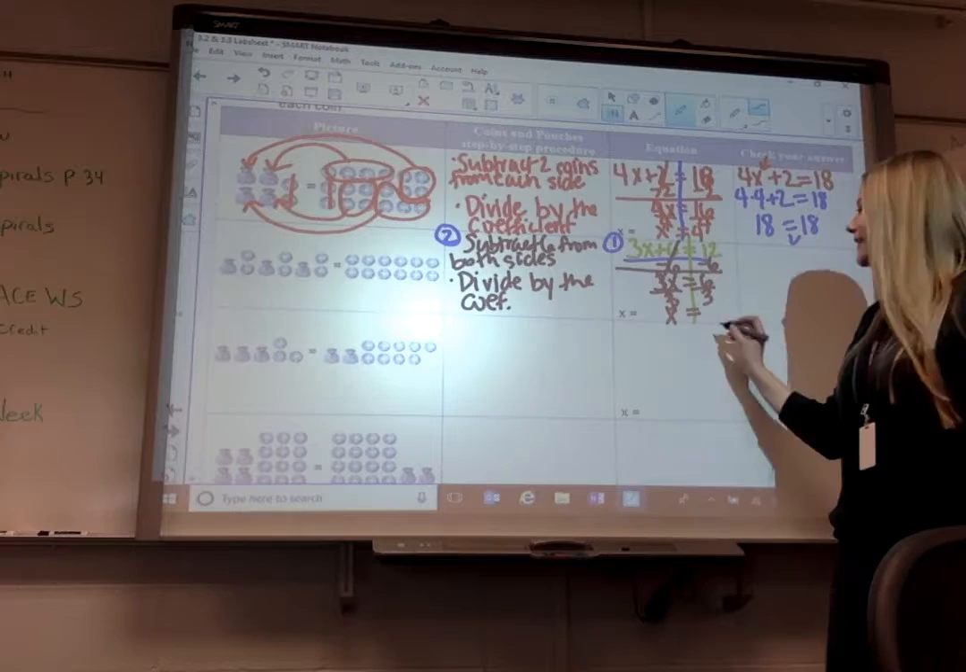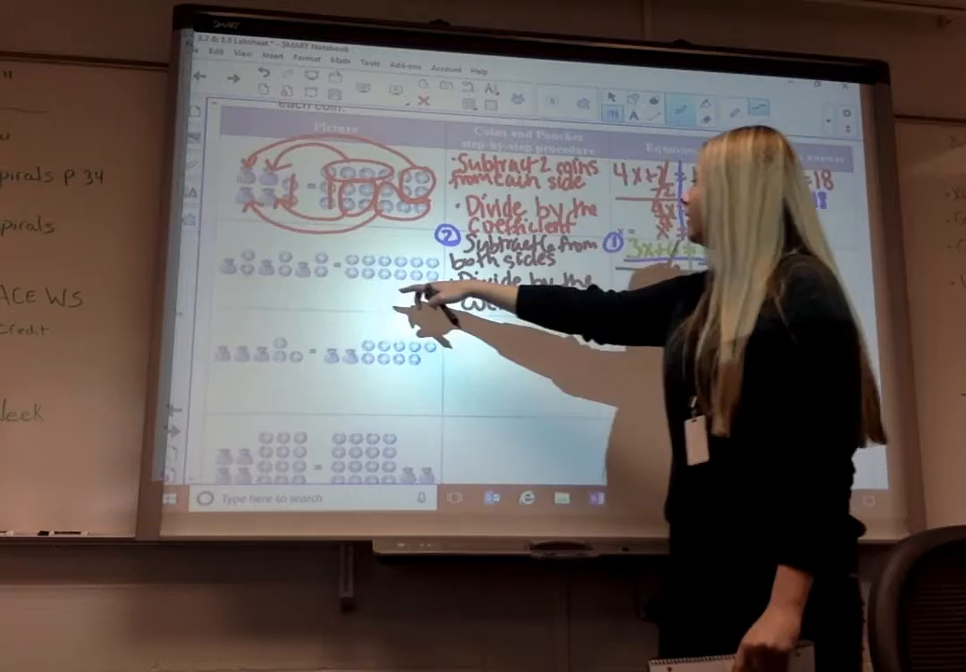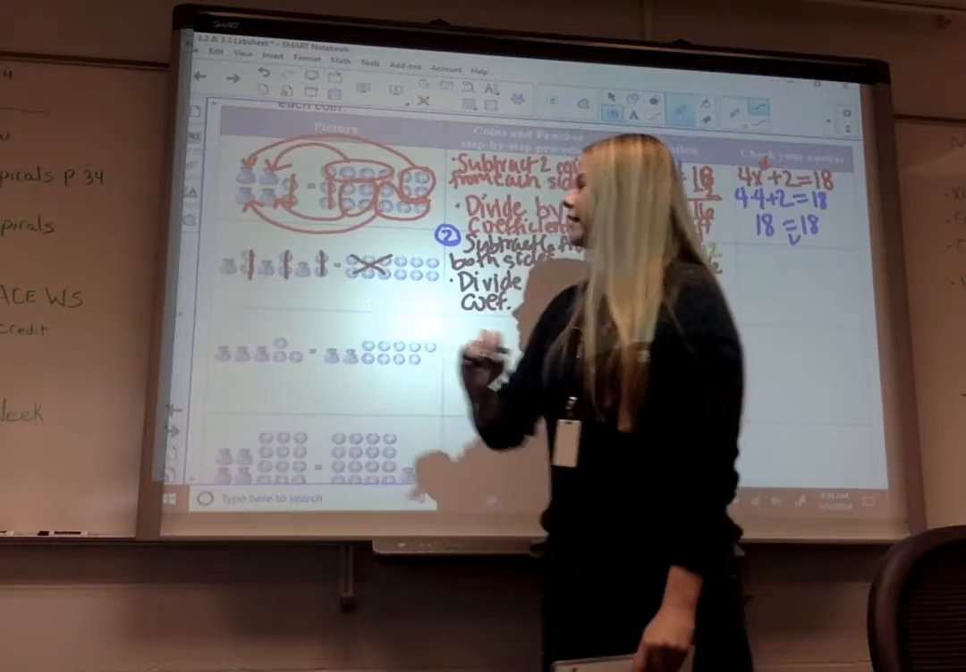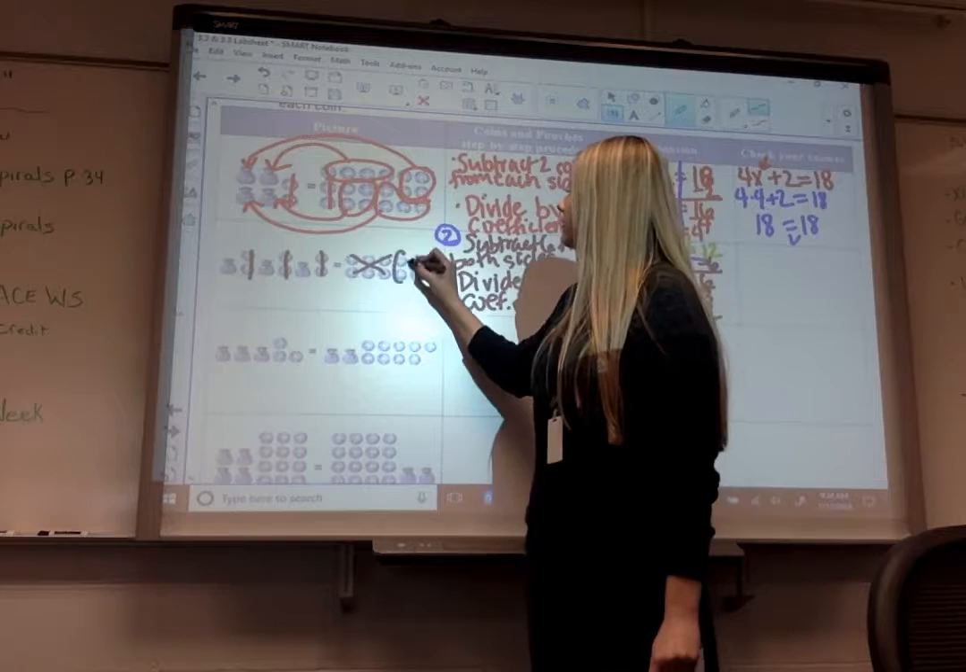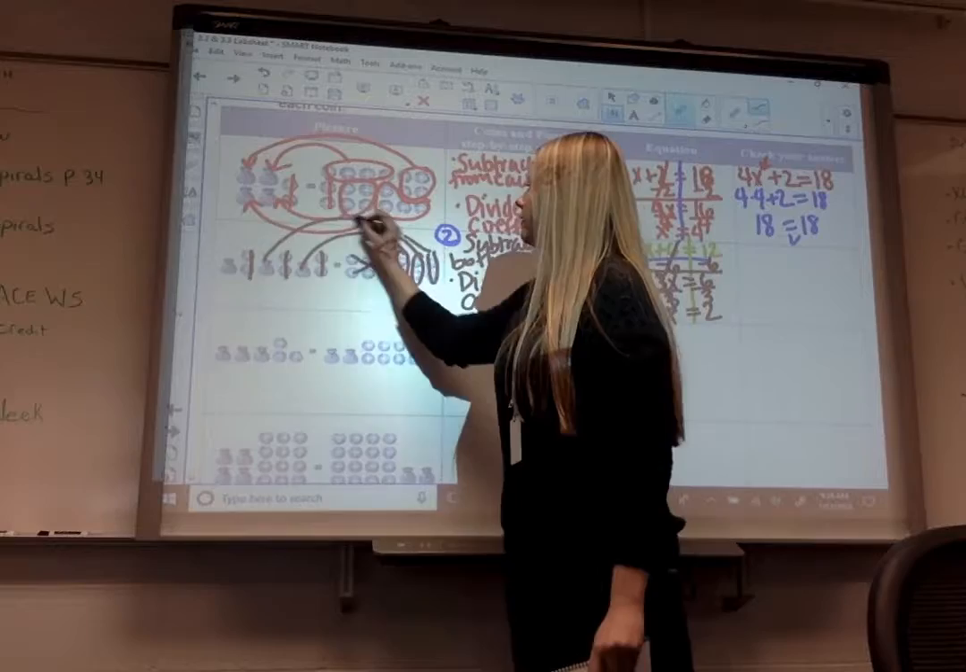Thank you. All right, so what we did here is we subtracted 6 from both sides. 1, 2, 3. 6 from both sides. And then we divide by the coefficient, which was 3. So that means we're going to have 2 coins in each bag.